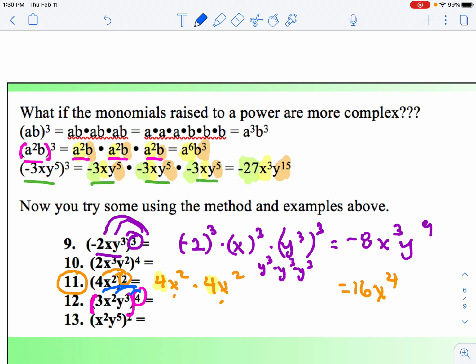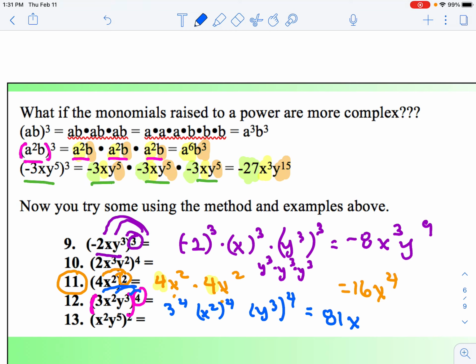So that means I have to take 3 and raise it to the 4th power. I have to take x squared and raise it to the 4th power. And I have to take y to the 3rd and raise it to the 4th power, which gives me 3 to the 4th power is 81. Because 3 times 3 is 9, times 3 is 27, 27 times 3 is 81. Then we take x to the second, raised to the 4th power, we multiply.